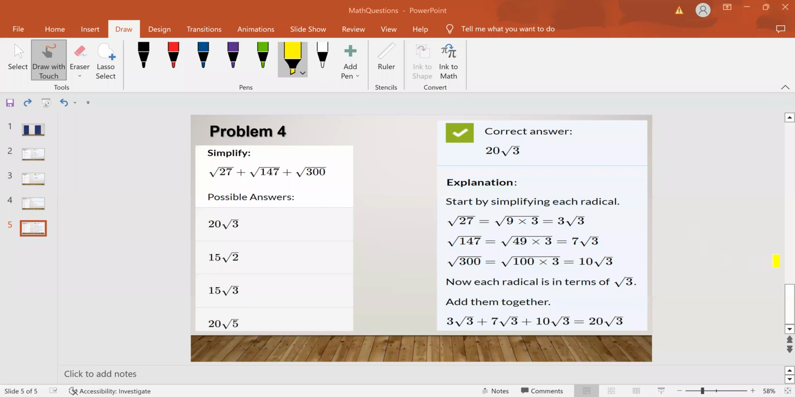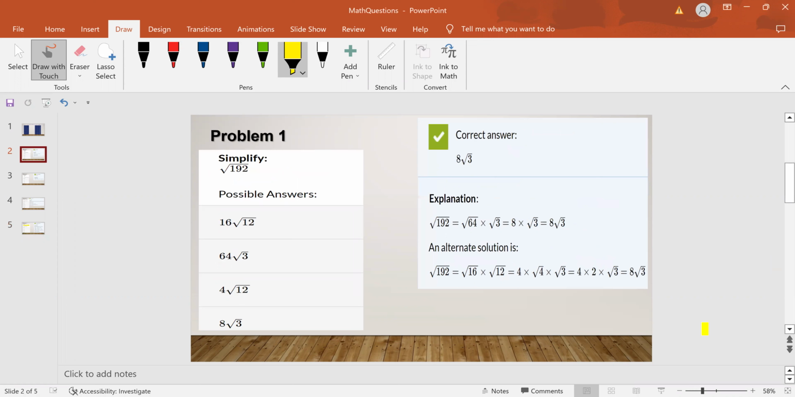Problem 4. Simplify square root of 27 plus square root of 147 plus square root of 300. Okay. Before I do this problem, I want to guide you step by step. So do for one square root. So I will do problem 1, which is to simplify only square root of 192.